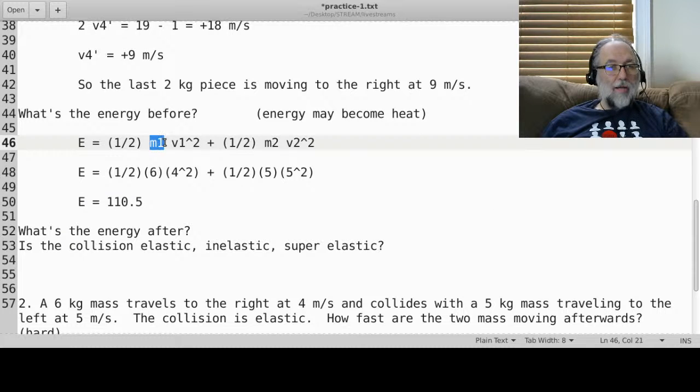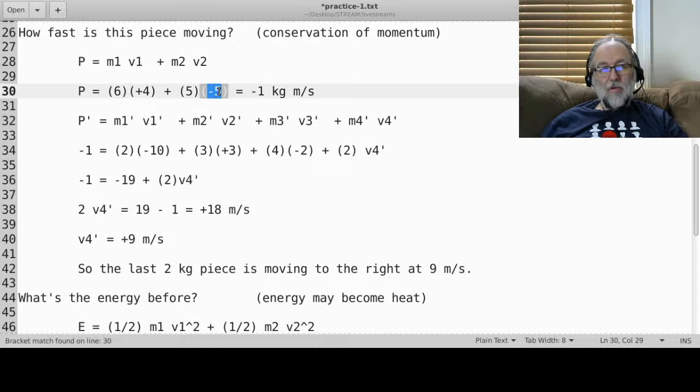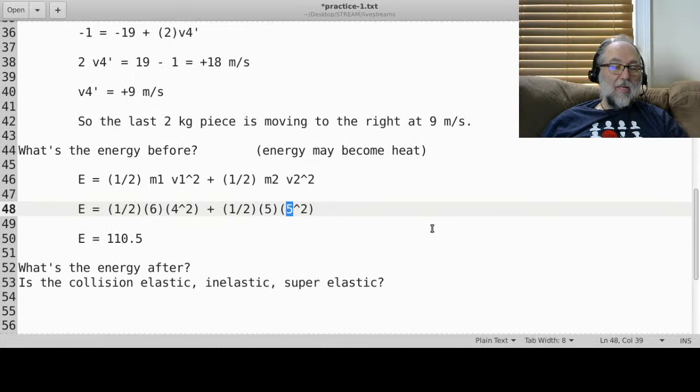We have for M1, the first mass, 6 kilograms, and it's traveling at 4 meters per second. Okay, the second one was 5 kilograms, and it was traveling at 5 meters per second. And you'll notice that I dropped the negative sign, like I had it up here for the velocity, but I dropped it there. And you go, well, why did you drop the sign?